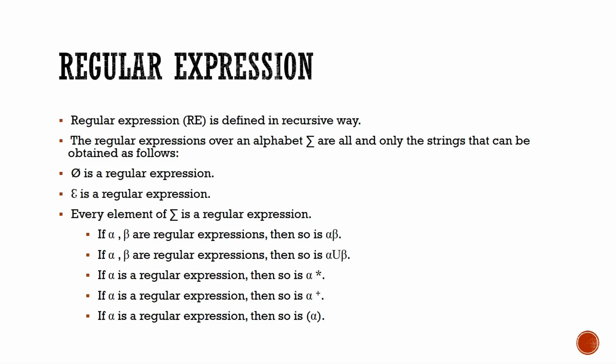If alpha is a regular expression, then alpha star is also a regular expression; star stands for zero or more occurrences, and zero occurrences is epsilon. If alpha is a regular expression, then alpha plus is also a regular expression. If alpha is a regular expression, then we can include alpha in parentheses, and that is also a regular expression.